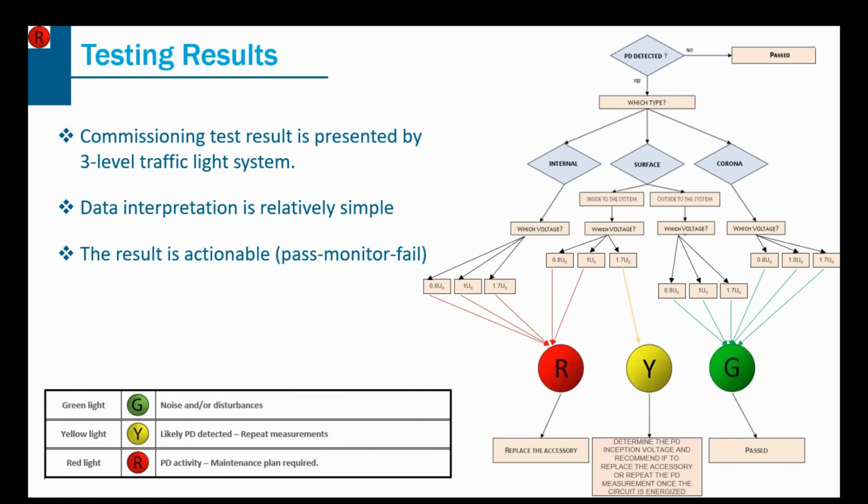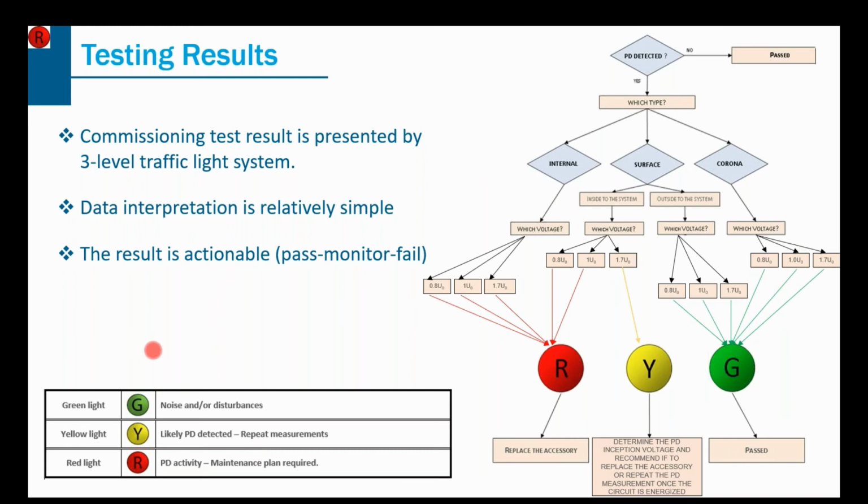And the testing result, as I said, we do not directly give the raw data. We do not just give the PD magnitude or repetition rate or PDIV or PDEV. Instead, we use the traffic light system to indicate whether there's a problem within the system. So this is a decision tree. It depends on what type of defect we're looking at and what testing voltage we're looking at. Then we give the recommendations: red, yellow, green.